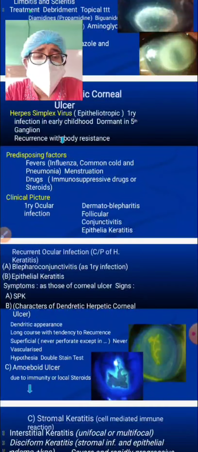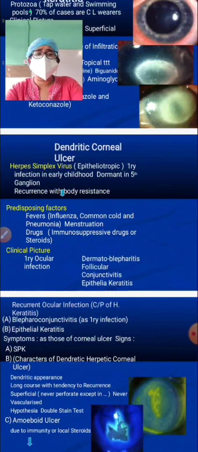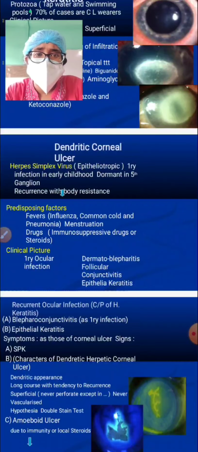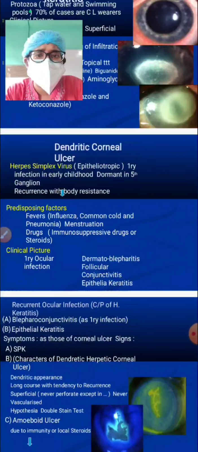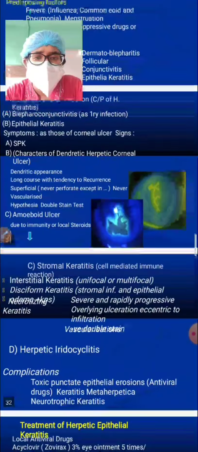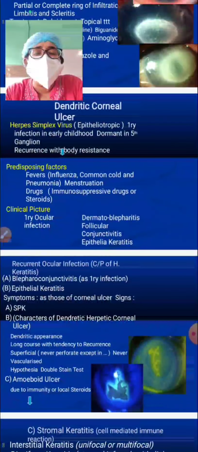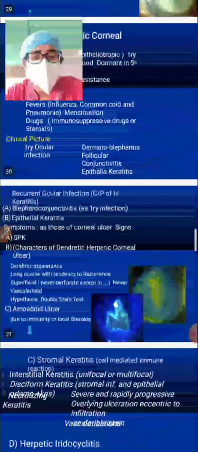But what is the importance of viral corneal ulcers? We will now come to that. These viral corneal ulcers have typical forms. Viral corneal ulcers typically are caused mainly by herpes simplex and herpes zoster. So they have these typical forms. What are the typical forms? The typical forms are dendritic.